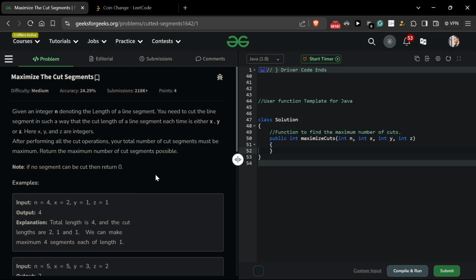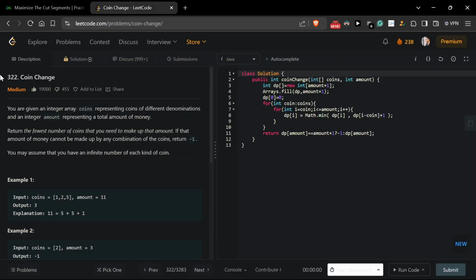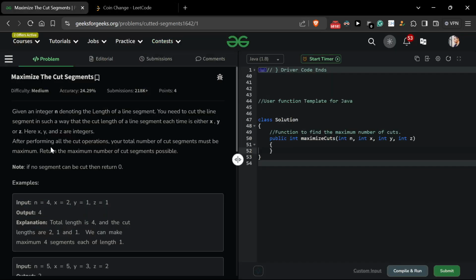At first this question seems complex, but we will solve it easily. If you have solved the question coin change, the maximum cut segment is pretty similar to this. In that we have to find the fewest number of coins, and here I have to find the maximum number of cut segments. It is pretty similar to this. So let's build the approach.